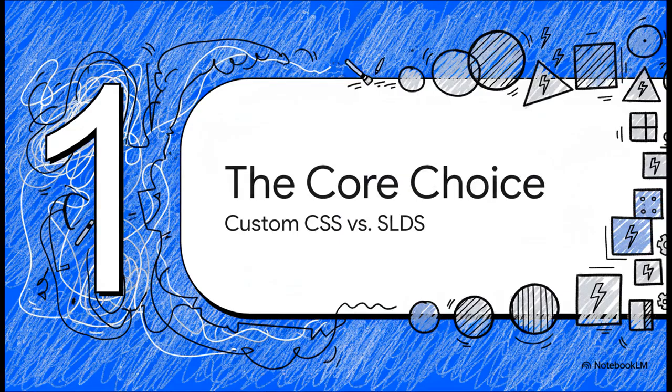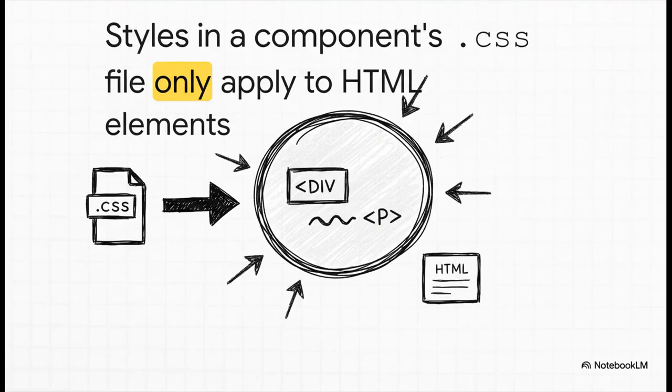So when it comes to styling, you've basically got two roads you can go down. You can write all your own custom CSS from the ground up, or you can embrace the Salesforce way using the Salesforce Lightning Design System, what we all call SLDS. Now, if you do go down that custom CSS road, just remember that force field, that shadow DOM. Any styles you put in your component's CSS file will only ever apply to the HTML inside that same component's template. They're not going to leak out and mess up anything else.